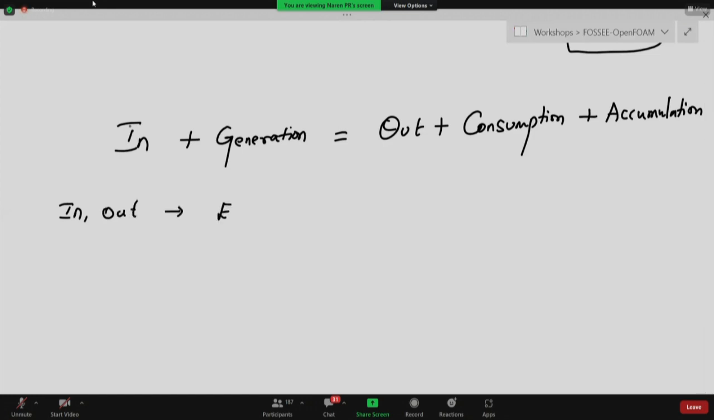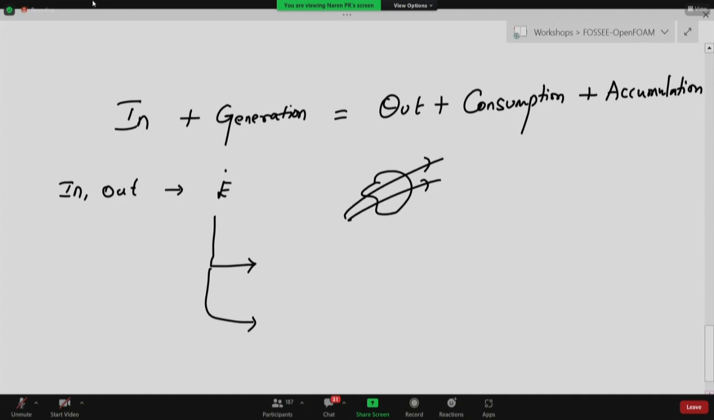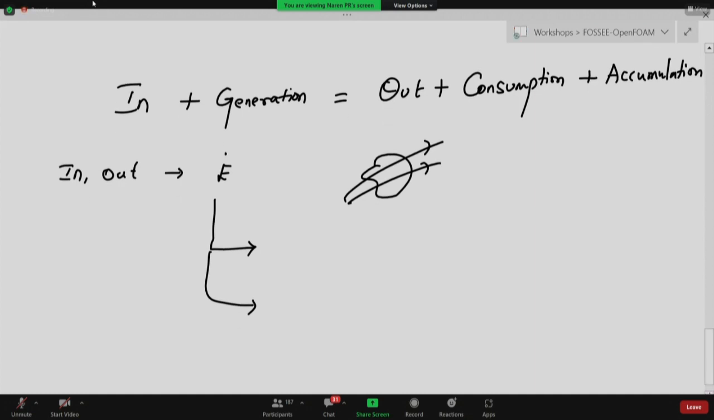How does the energy come in or go out of a control volume? How does the energy come inside the control volume and go outside the control volume? Now, the energy can come in and go out in two ways. I'm not doing the complete derivation, I'm just giving the snapshot for you to understand the equation. One, it can come by flow. Another, it can come by diffusion.